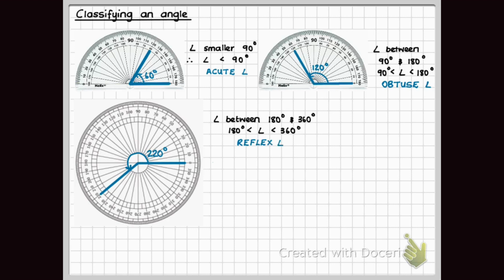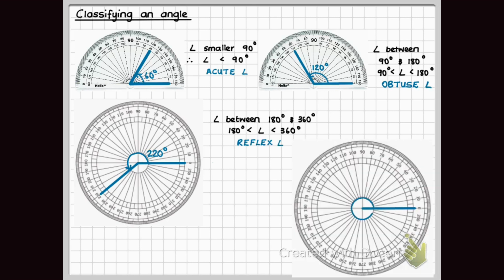And then the last one that we're going to be looking at is the case where it's equal to 360 degrees. So when the angle equals 360, we can write it mathematically as just saying the angle is equal to 360, and this we call a revolution.